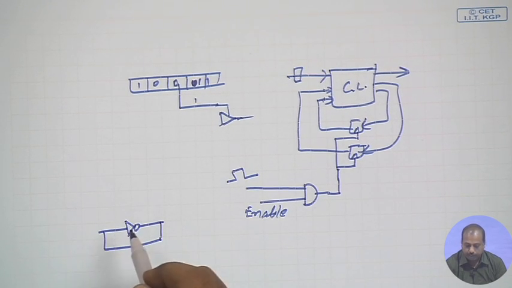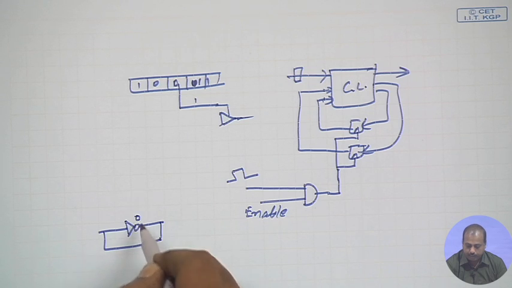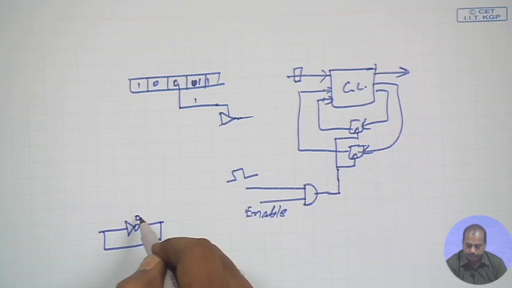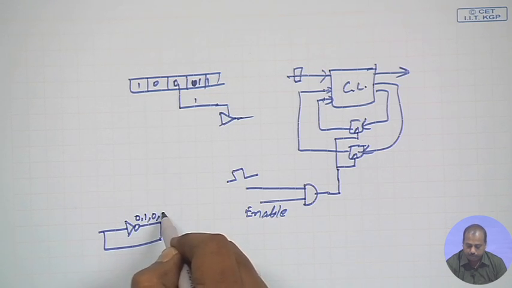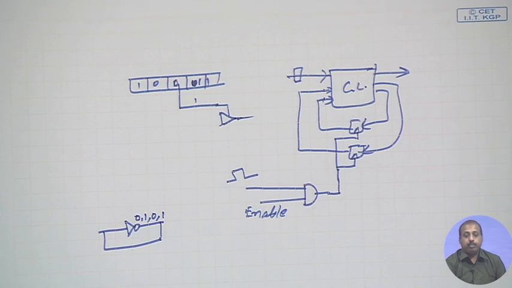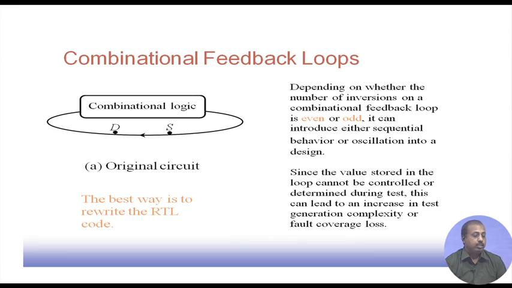Naturally, if I have got a situation like this, with a single inverter, and this is initially 0, then after some time, depending upon the delay of the inverter, it will become 1, again after the delay it will become 0, after some time it will become 1. So, that way it becomes an oscillatory behavior, and similarly if it is even, then it will have some sequential behavior.